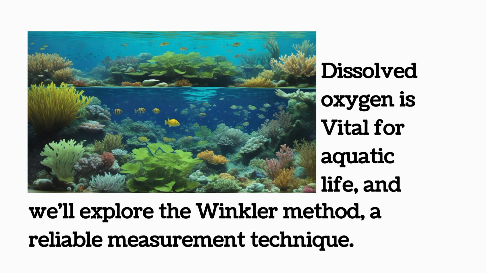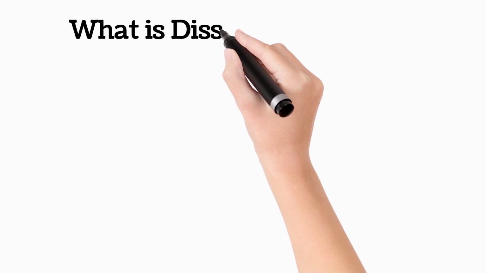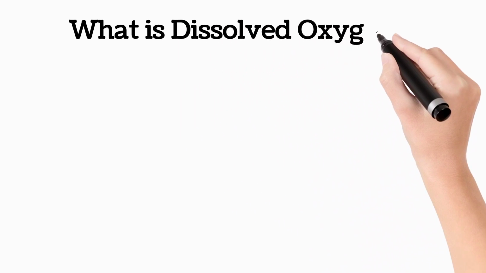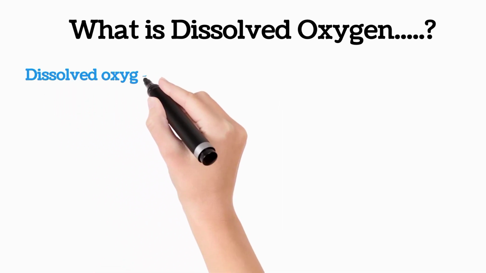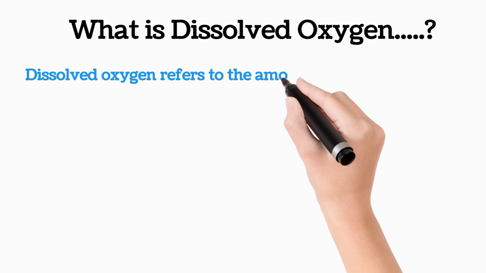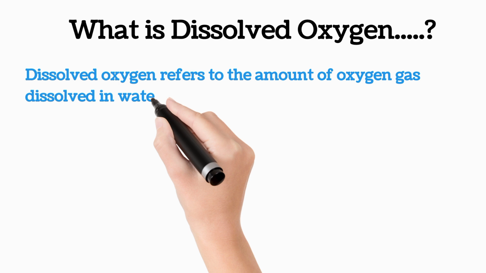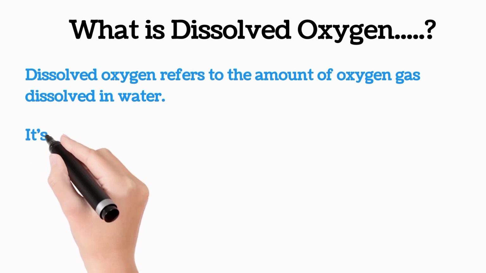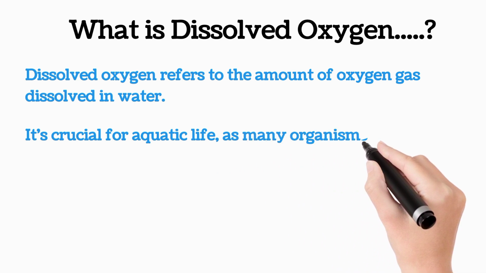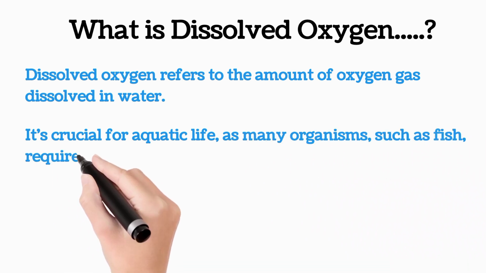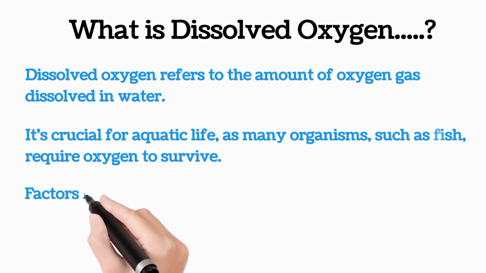Let's start by understanding dissolved oxygen and why it's essential for aquatic ecosystems. Dissolved oxygen refers to the amount of oxygen gas dissolved in water. It's crucial for aquatic life, as many organisms such as fish require oxygen to survive. Factors like temperature, pressure, and salinity can affect the amount of dissolved oxygen in water.